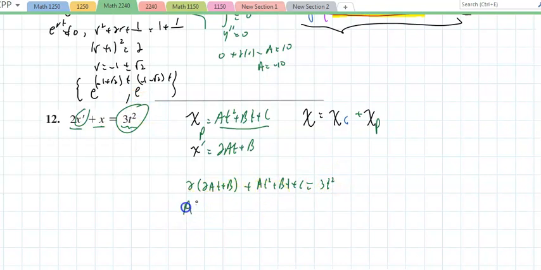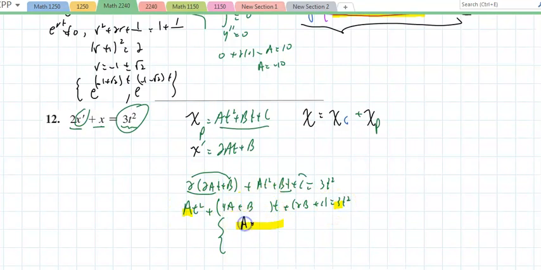So if I get the t squares together, at squared, plus if I get the t, I'll have 4a plus b. And if I get the constants, 2b plus c. And that should equal 3t squared. From here we know that the number in front of the square must equal the number in front of the square. That means a equals 3. The number in front of the linear, there's no linear, that means there's a 0. That means 4a plus b must equal 0. Substituting a equals 3 in there, b equals negative 12.